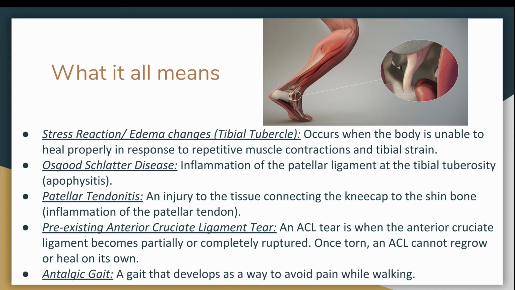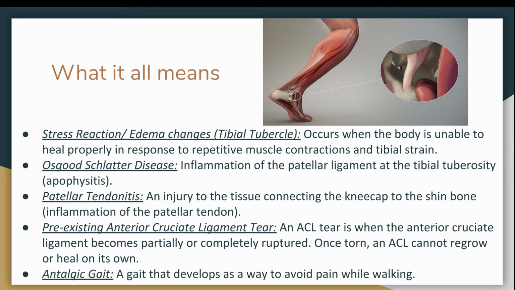Now it's time for what it all means. The stress reaction and edema changes occur when the body is unable to heal properly in response to repetitive muscle contractions and tibial strain. Osgood-Schlatter disease is inflammation of the patellar ligament at the tibial tuberosity.